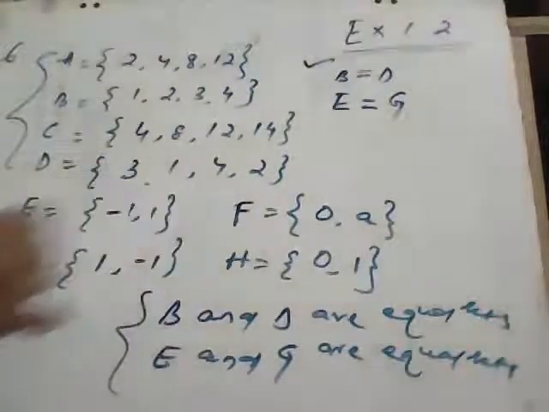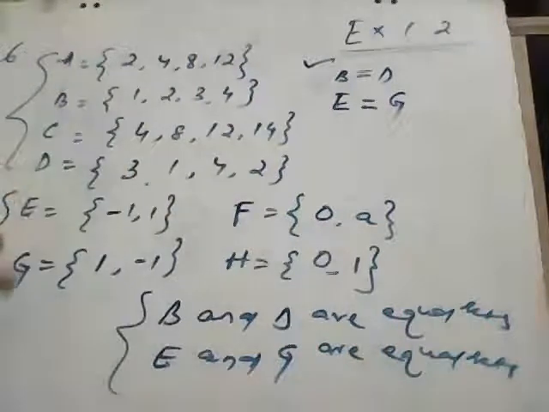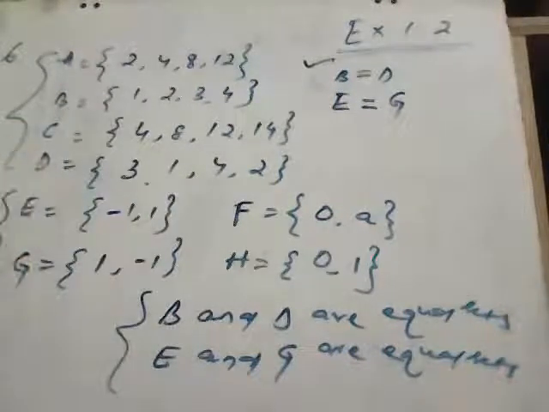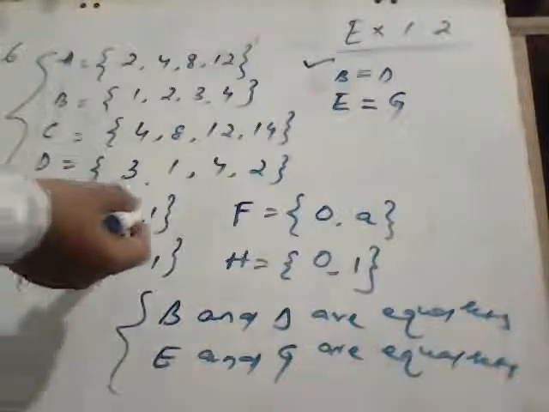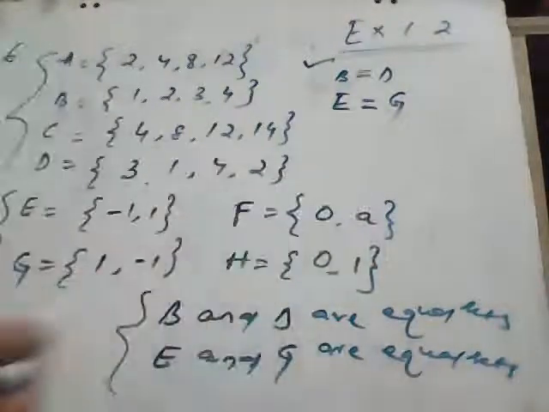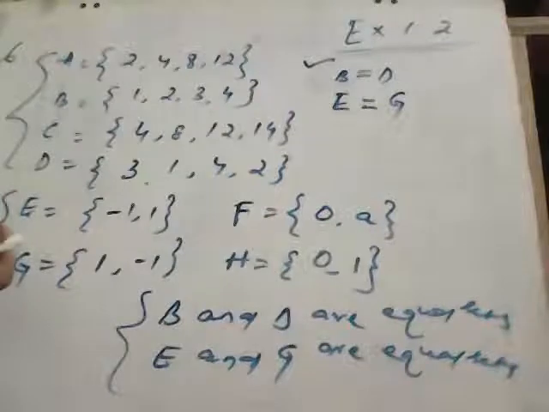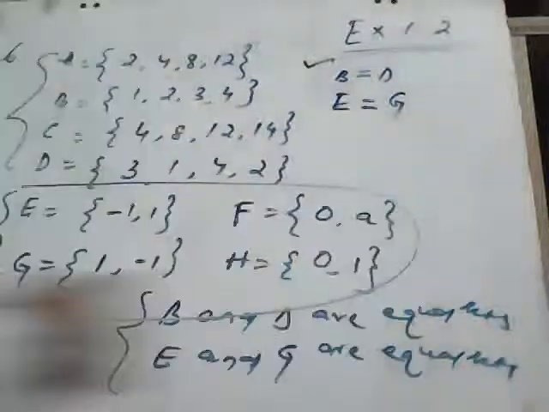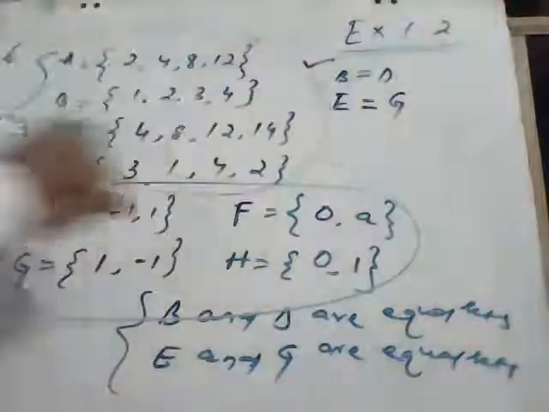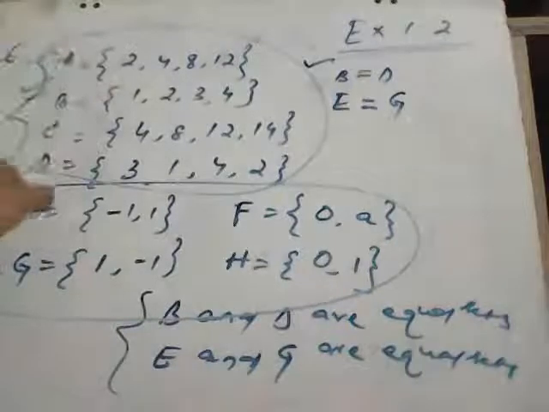E, F, G, H. These four sets are also equivalent sets. Why? Because they have two elements each. So A, B, C, D are equivalent sets among each other, and E, F, G, H are also equivalent sets among each other. But they are not equal sets.